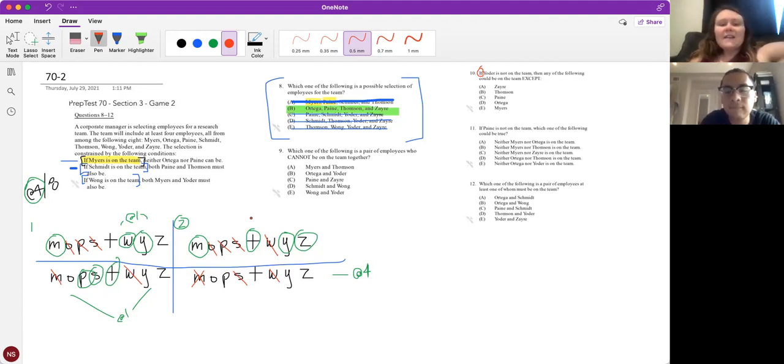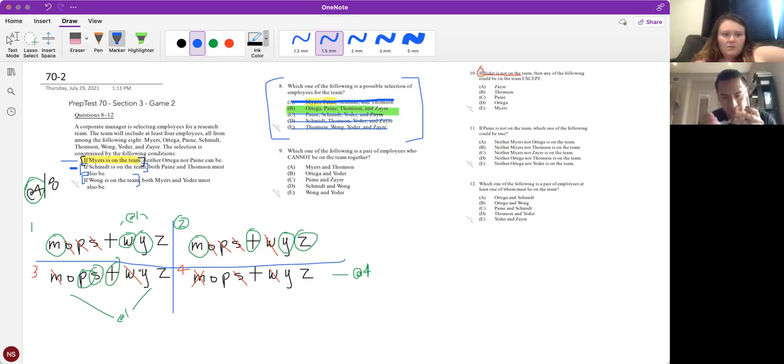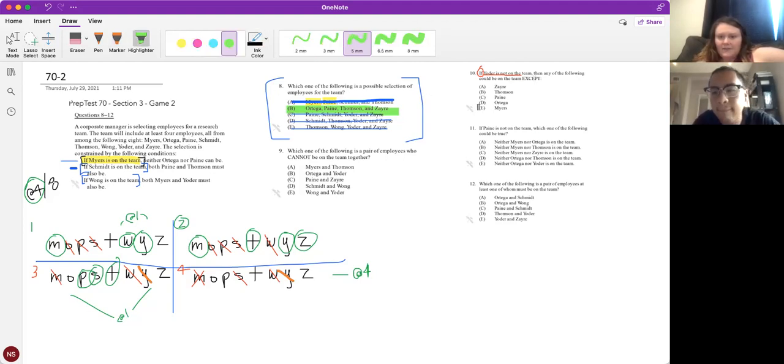Yeah. So here it says, if Y is not on the team, then any of the following could be on the team except. So if Y is not on the team, what worlds could we be looking at? Definitely the bottom two. So what we're doing here is saying no to Y. And it could be on the team except, so who cannot be on the team? M can't be on the team for both, right? It could be M or W, but W is not an answer. So that was really easy.